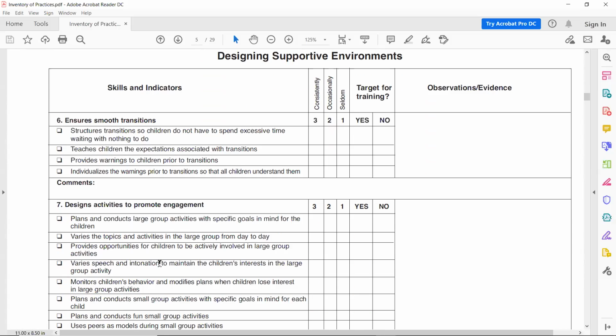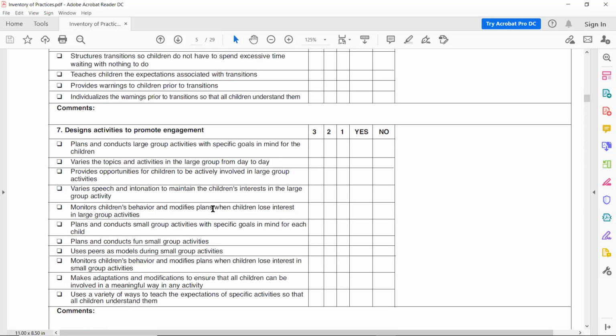Smooth transitions, designing activities to promote engagement. So this is the one we're going to spend a little more time on tonight. So we look at ways to conduct large group activities. We vary the topics and activities in large group from day to day. And my recommendation when we vary activities is that we have some things that are familiar and some things that are new.